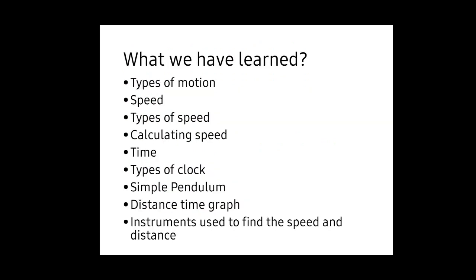What have we learned in this lesson? Initially we recalled what is meant by motion and its types, and we saw speed and its types: uniform speed, non-uniform speed and average speed. Then how to calculate it, we saw some formulas. And time, what is meant by time, and we saw some types of clocks also. And the simple pendulum: what is meant by oscillation, and how to measure the time period, we have seen.